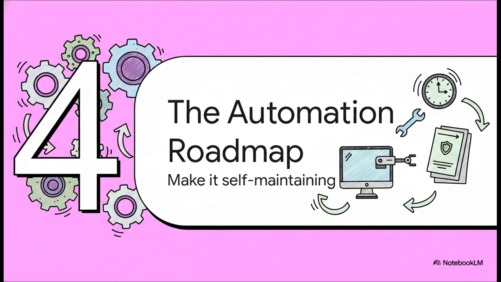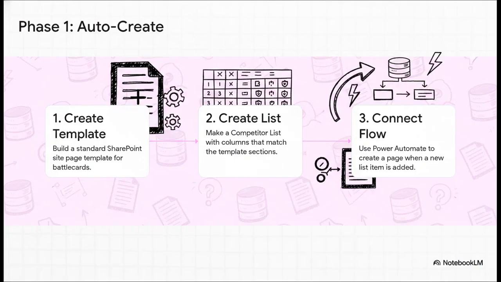This is where all that initial setup work pays off, because we can automate the most time-consuming parts of maintaining these assets, especially the battle cards. Phase 1 is all about the foundation. You create a standard page template in SharePoint, and then you make a master competitor list where each column matches a section in that template. Then, you use something like Power Automate to set up a simple rule. Whenever a new competitor gets added to that list, boom, it automatically creates a new, pre-formatted battle card page. No more manual page creation, ever.